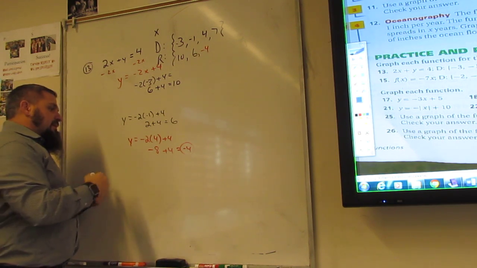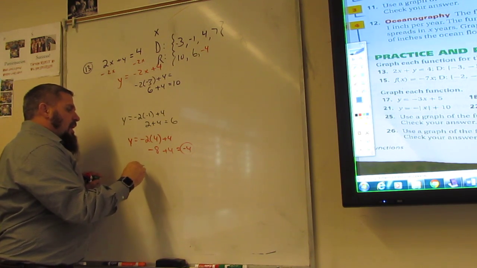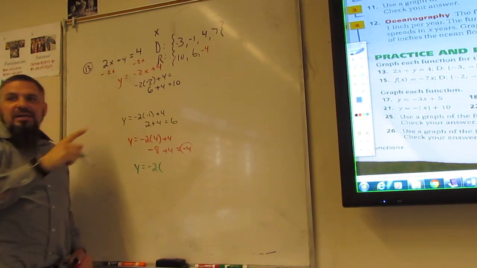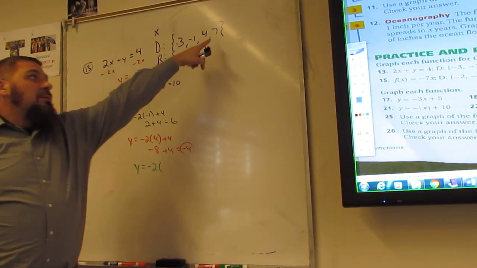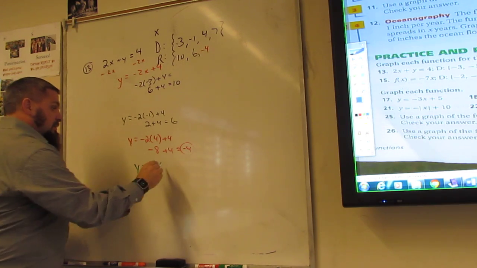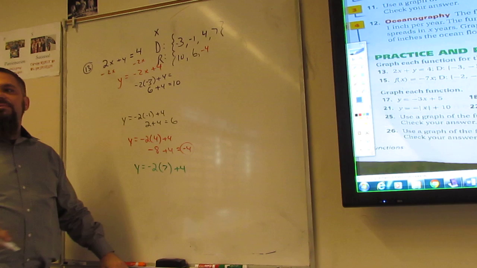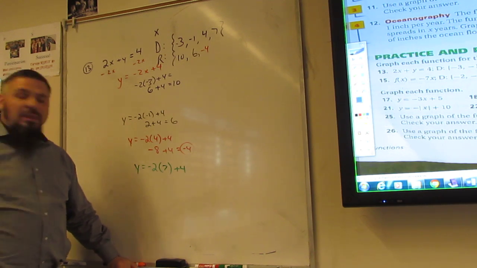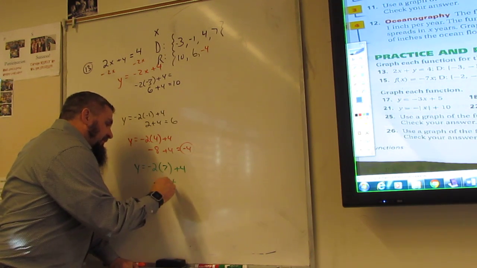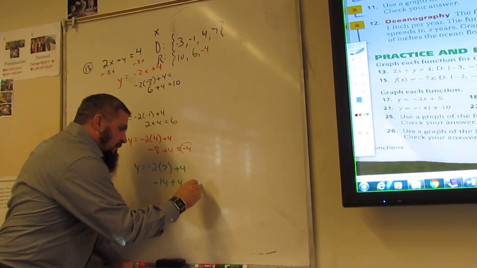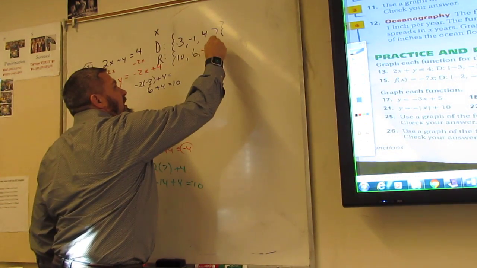Next. Y equals negative 2 times, what's the last number I'm plugging in? 7. Plus 4. What's negative 2 times 7? Negative 14. Plus 4 is what? Negative 10. There you go. So there it is.